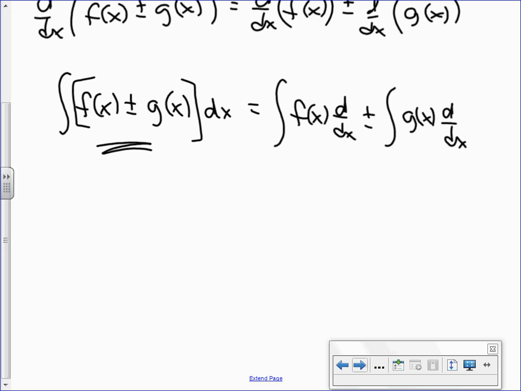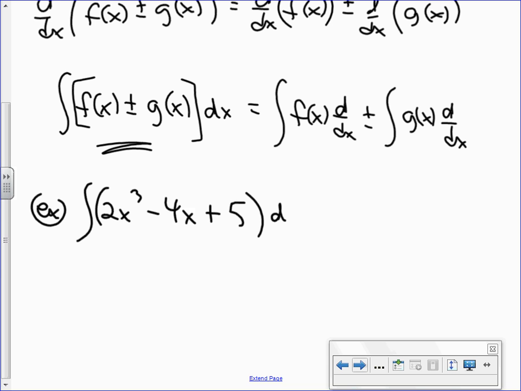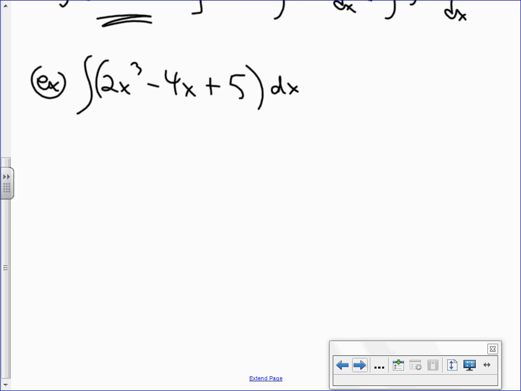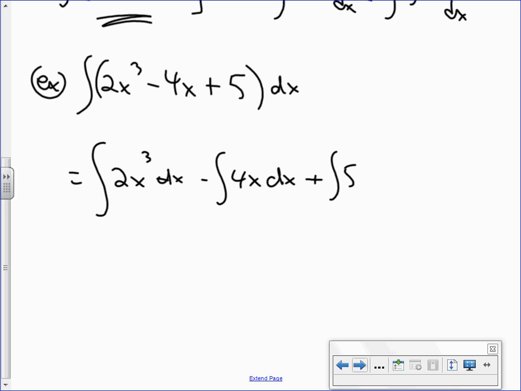It's simply a matter of recognizing that if you want to take the integral of 2x cubed minus 4x plus 5, you can simply take the antiderivative or integral, I'll keep switching back and forth, of each one of those terms. Now, honestly, we are not going to stop and write this step down each time, but that's what you're doing, taking the antiderivative of each term.